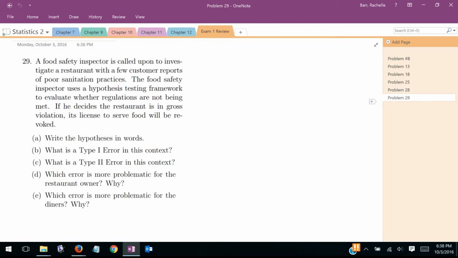So we're going to write hypotheses in words, similar stuff, and then we're going to talk about problematic errors. I kind of like this one.